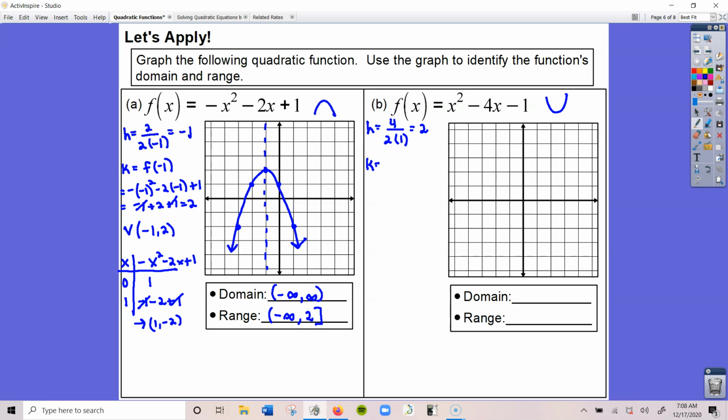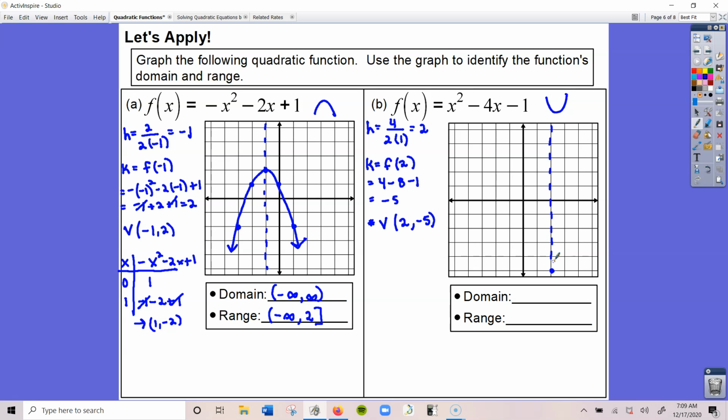Now, to figure out k, we are going to plug in the 2 back into my function. So we're looking for f of 2. When we plug it in, we get 2 squared, which is 4, minus 4 times 2, which is 8, minus 1. 4 minus 8 is negative 4, and negative 4 minus 1 is negative 5. So this means that my vertex is located at 2, negative 5. So I'm going to go ahead and plot that already. Remembering that this is my axis of symmetry at x is equal to 2.